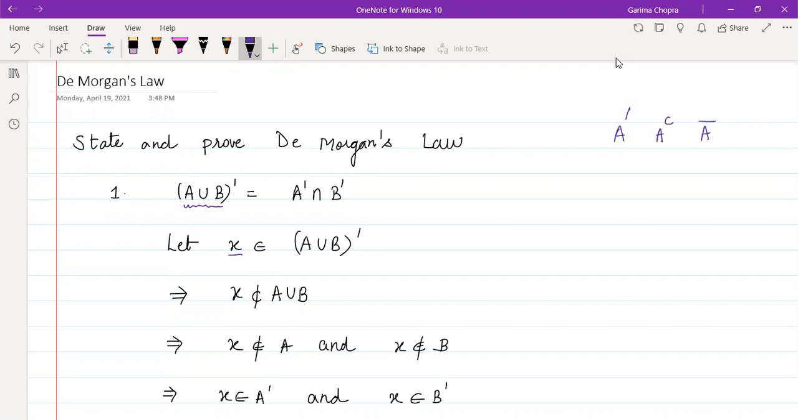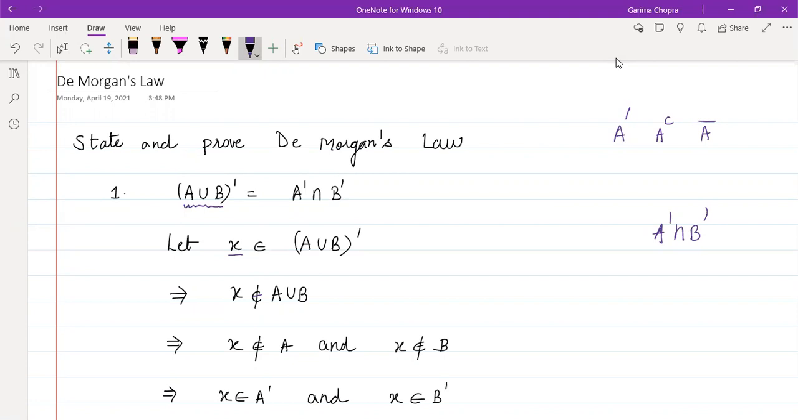Now, if X belongs to the complement of A union B, then it means that X doesn't belong to A union B, because it is belonging in the complement. Actually, what is our aim here? Somehow from the complement of A union B, we want to arrive at the set which is present on the right hand side. So our methodology will be how we can reach the set A complement intersection B complement, which is present on our right hand side in De Morgan's law.